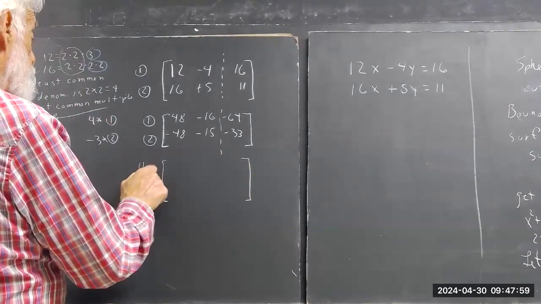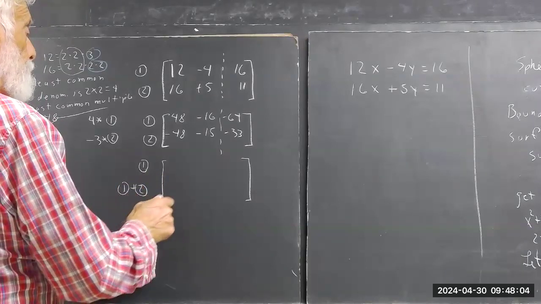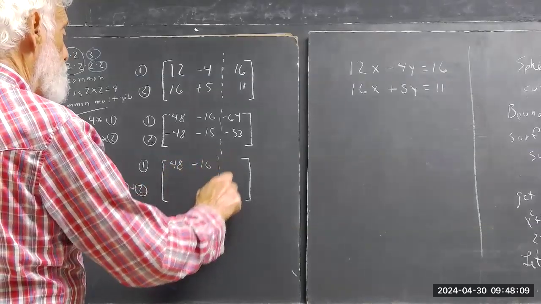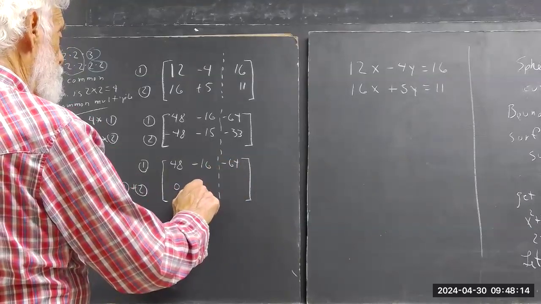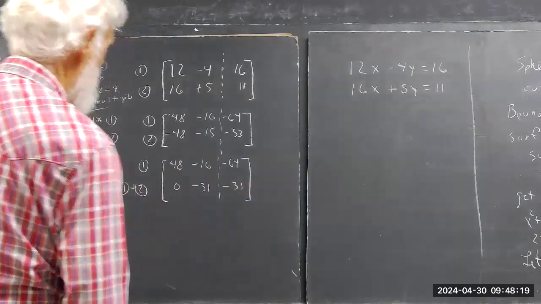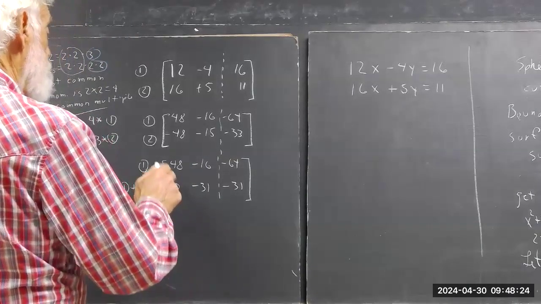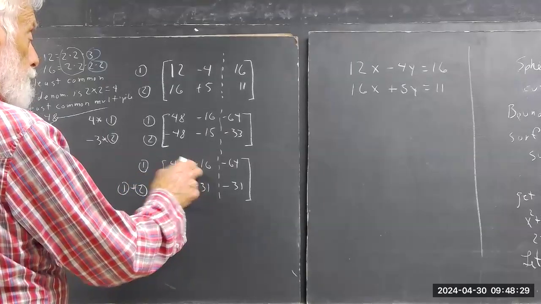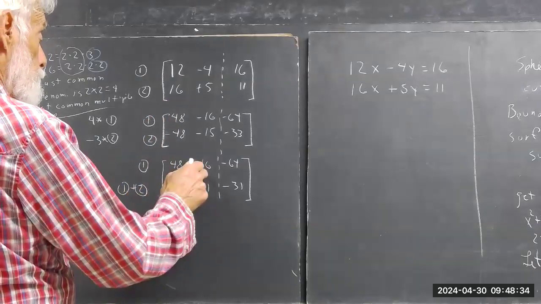Now, you write down line 1. You write down line 1 plus line 2. And we get 48, negative 16, negative 64, 0, negative 31, negative 31. Then what do we do? Well, the first goal is to get a 0 here. Then we're going to get a 1 here. Then we're going to try to get a 1 here. Zero here, and one here, and one here. We've got to do it in that order.